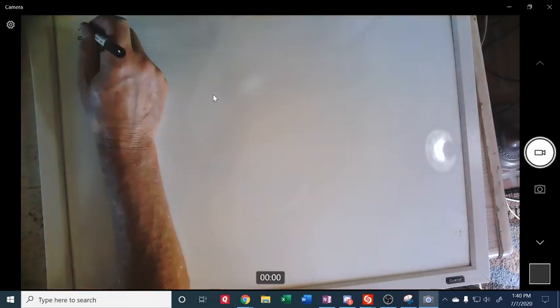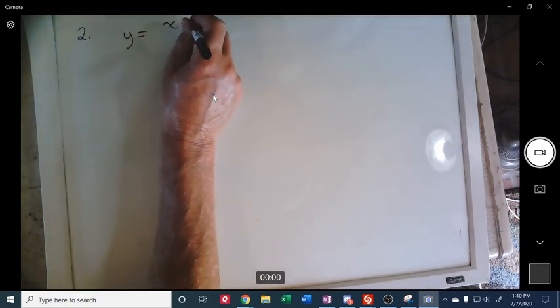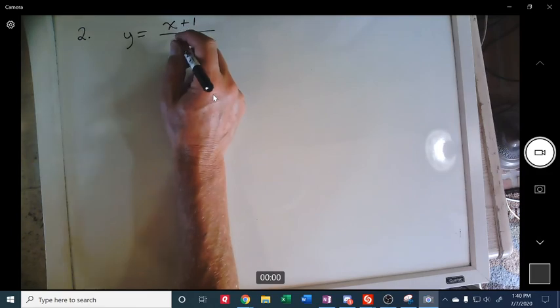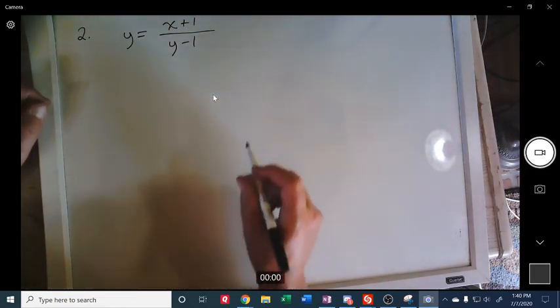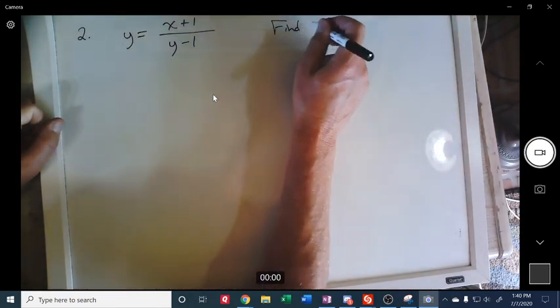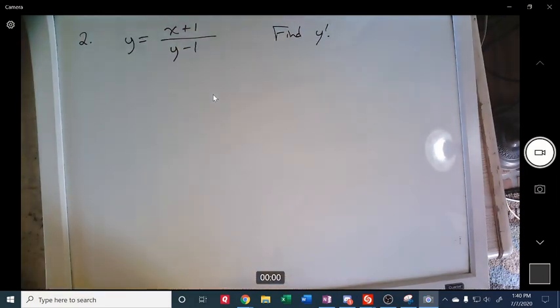Number 2. y is equal to x plus 1 over y minus 1. Find y prime. Now, if we just jumped into this problem blindly following the rules, take d dx of both sides, we would make this problem much harder than we have to.